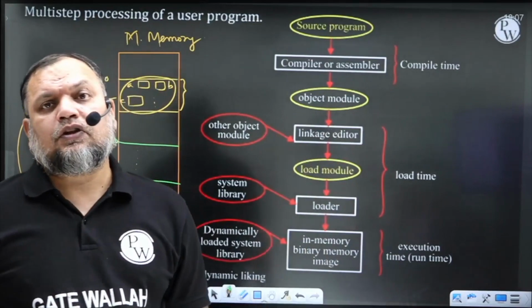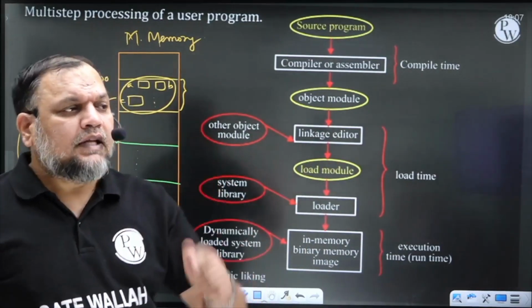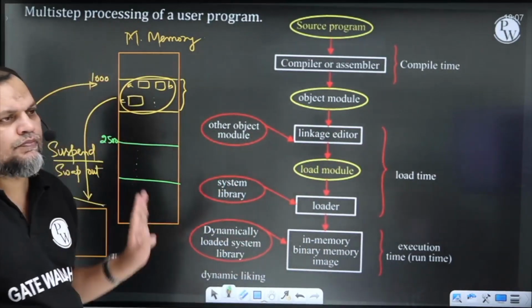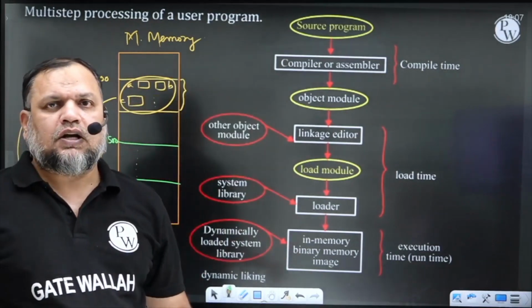This is runtime address binding. That means during runtime, the addresses of the variables got changed. Addresses of the instructions got changed. I hope you are understanding.